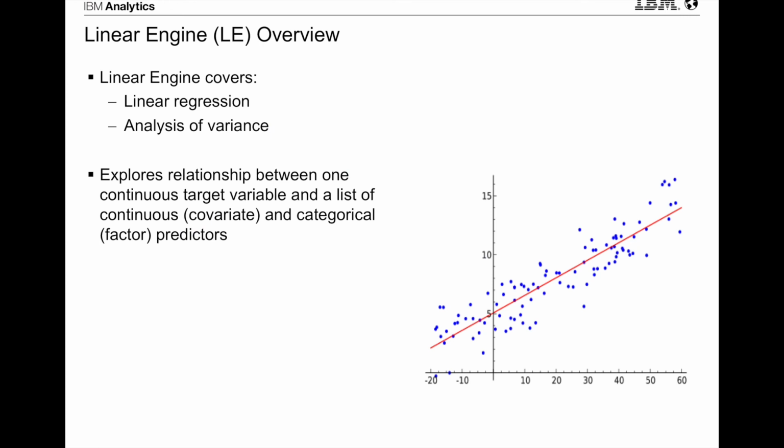Okay, I will introduce the linear engine, LE, algorithm. The LE algorithm covers two parts: linear regression and analysis of variance. Linear regression is used to explore the relationship between one continuous target variable and a list of continuous variables, named covariates in the algorithm, and categorical predictors, named effects in the algorithm.